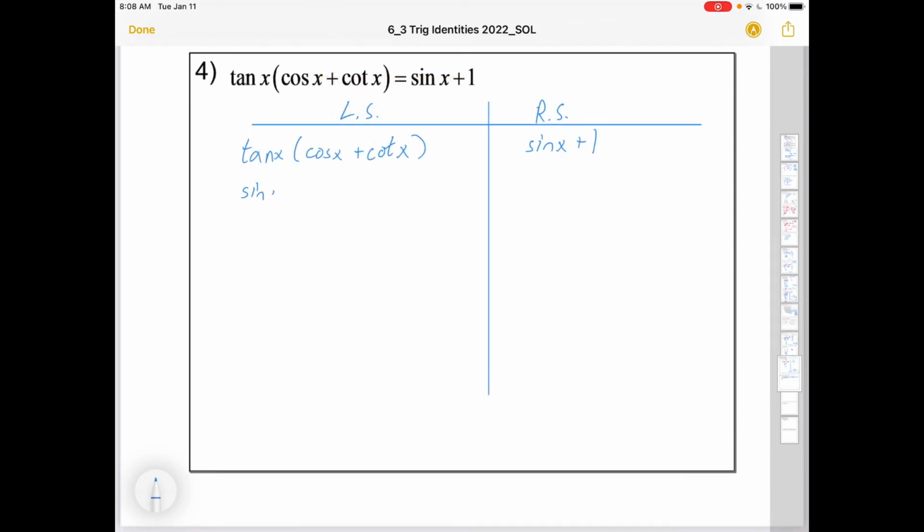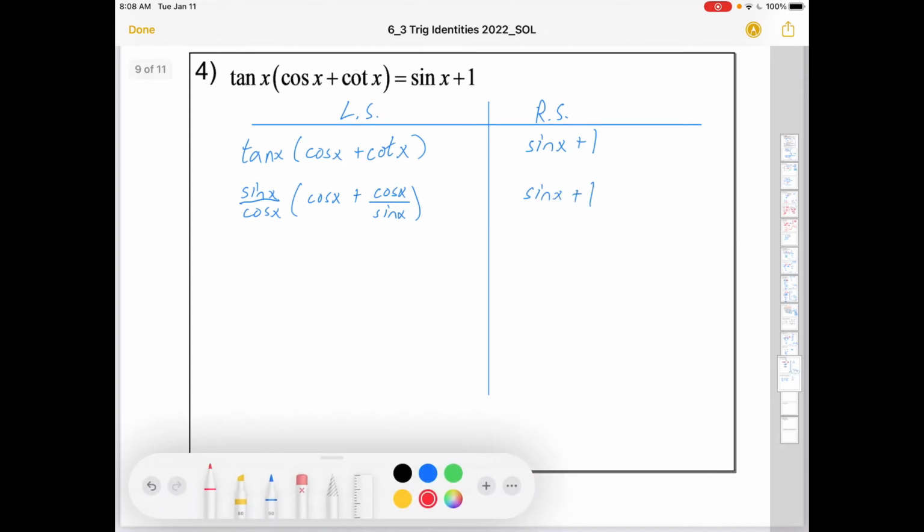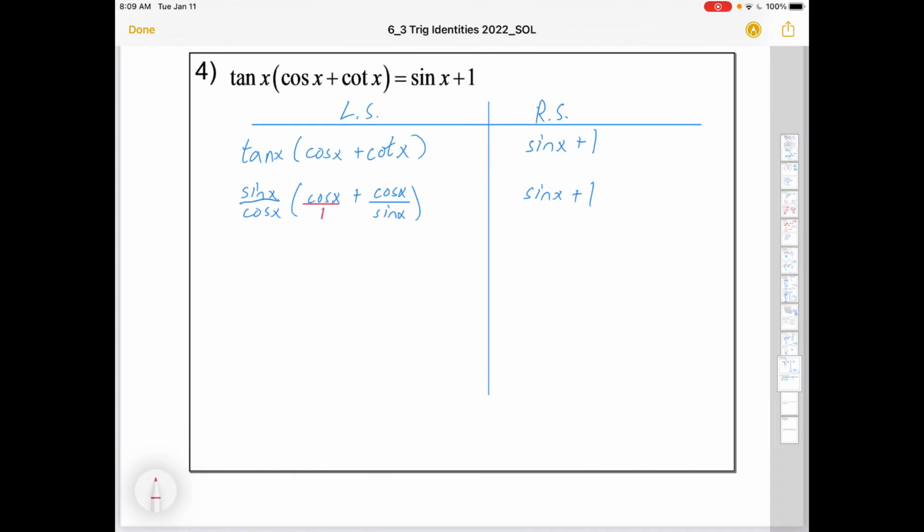I'll rewrite tan as sine over cosine. Cos x is just cos x. Cotangent is cosine over sine. And I'll just try and turn it into what's on the right side. Now, if we want to multiply this through and be really clear about what's happening, that's a cosine over 1. So if I multiply this in, I'm going to get sine x cos x over cos x times 1, which is just cos x. If I multiply these ones through, I'll get sine x cos x over sine x cos x.